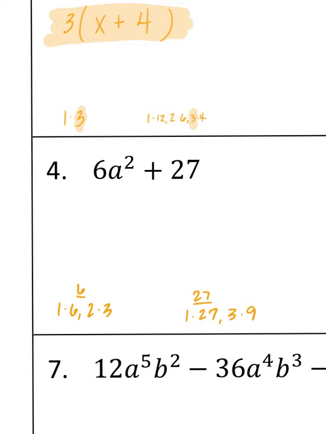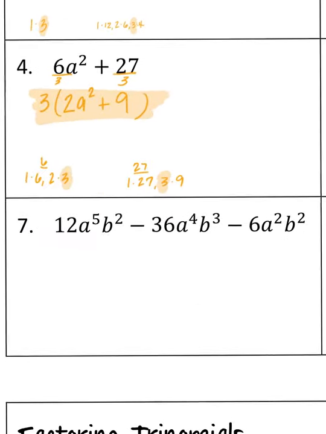So again, the greatest common factor is 3. I'm going to put my 3 off to the side. You can set your parentheses up if you want, and I'm dividing each by 3. When I divide 6 by 3, I get 2. I didn't do anything with that a squared, so it's just going to come along. 2a squared plus 27 divided by 3 is 9. And there's my answer.